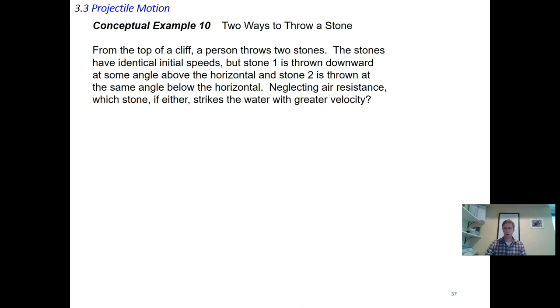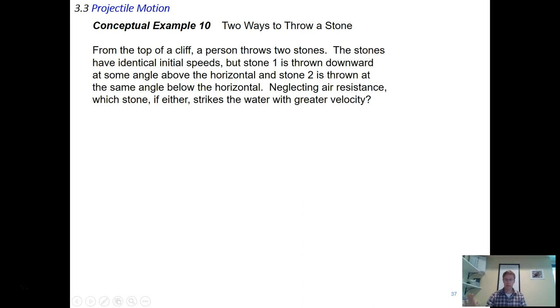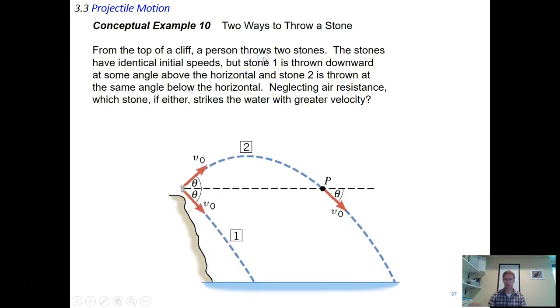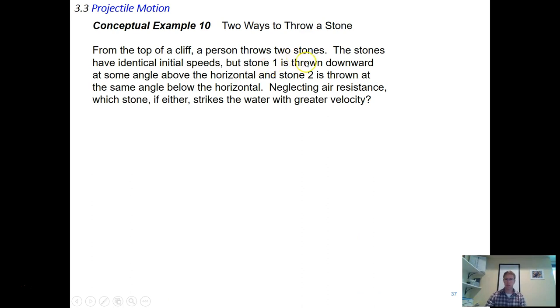All right, here's one more question, which I may have given hints at moments ago, but this is another conceptual question. Imagine you're on the top of a cliff and you have two stones. One, you're going to throw upward at an angle, say a 30 degree angle, and the other you're going to throw downward at the same angle. Well, sorry, just kidding. Stone one is being thrown downward and stone two is being thrown upward. Just said those backwards. They're both being thrown with the same initial velocity and the same angle.